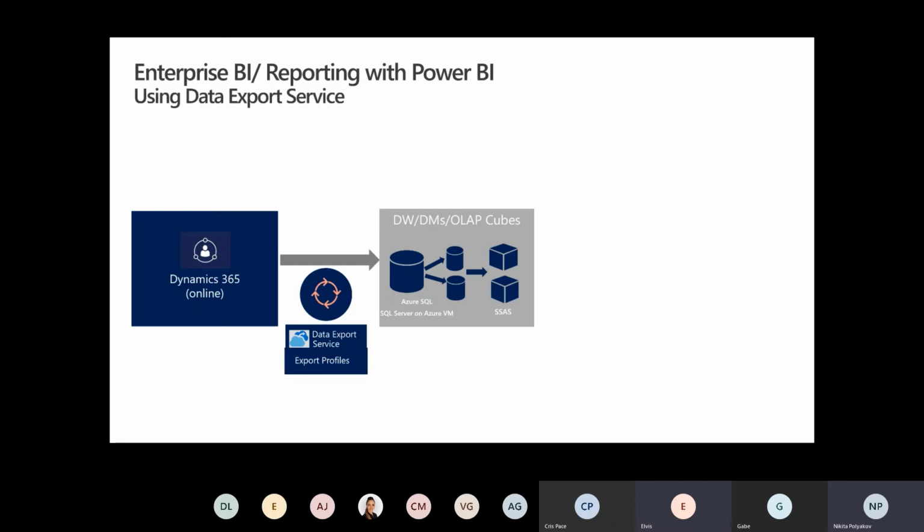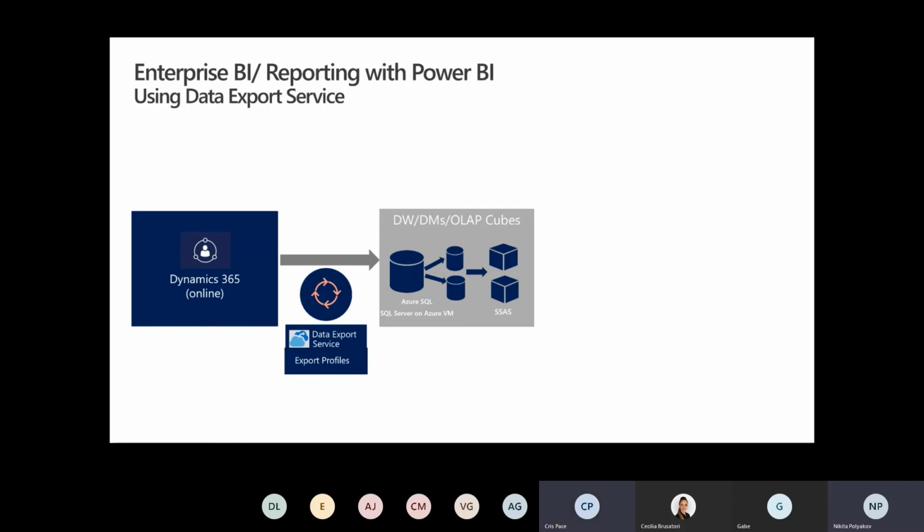The enterprise side of things is a little different. When people want a warm copy of Dynamics data, for the last few years they've been using Data Export Service. Data Export Service is a cloud service included in Dynamics. You specify a profile. Say, I want account data and contact data, and I want to send that to my Azure SQL database. You specify the profile of the schema you want, and it drops it in Azure SQL and creates warm data.